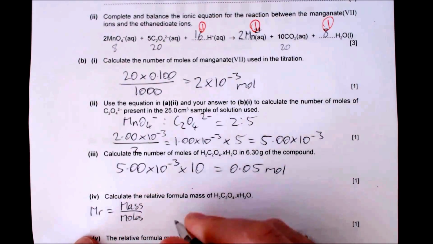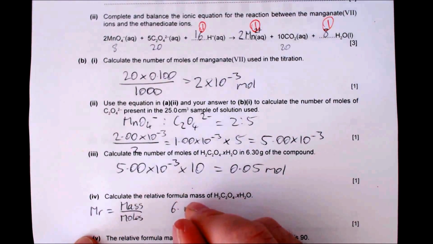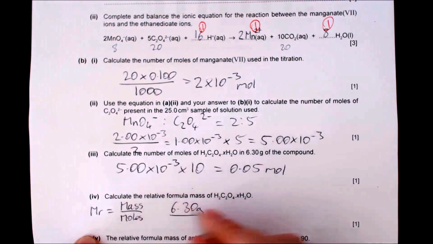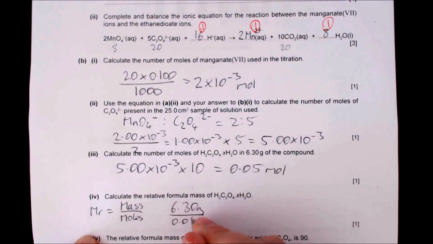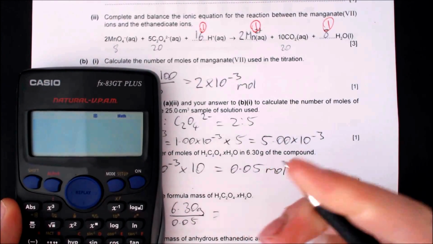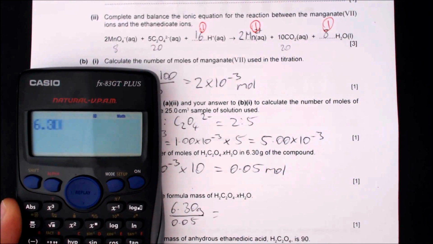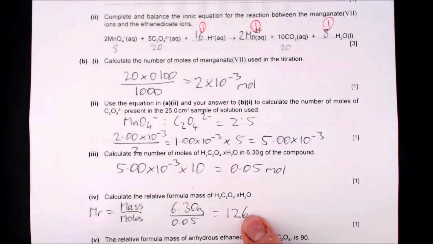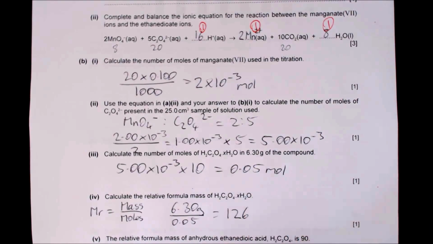So the mass is 6.30 grams, and we're going to divide that by the moles. And the moles we just worked out here is 0.05. Let's bring in the calculator. So we're going to do 6.30 divided by 0.05, and we're going to get 126. So there's our relative formula mass of this salt here.